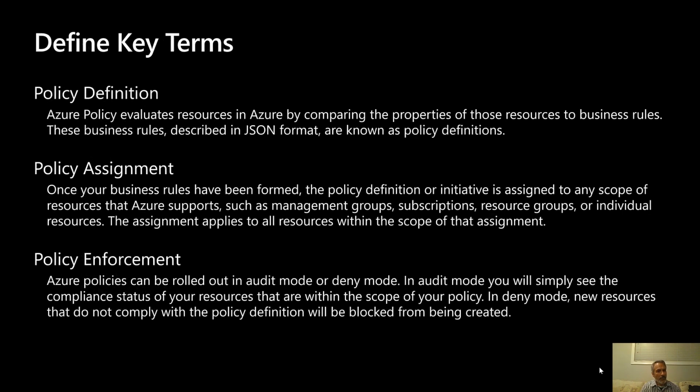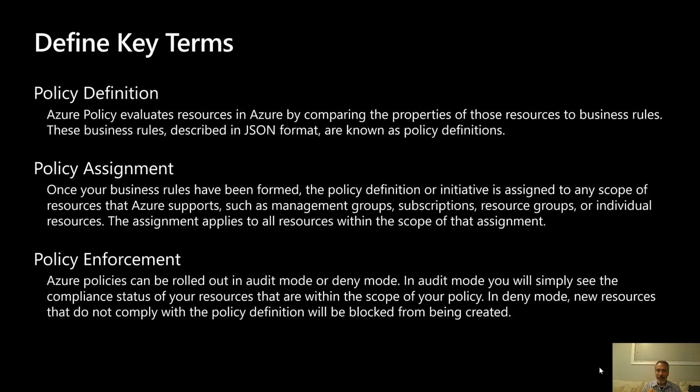So there are a few things to remember for policy. You have the policy definition file, which is simply a file in JSON format that allows you to create a set of business rules that correspond to what you are trying to audit or enforce within your environment. And then, of course, you have the ability to assign that policy, and that can be across any specific management group, a subscription, a resource group, or individual resources within the policy assignment itself. And of course, then you can actually enforce all the various policies. So that means you can have an audit mode or deny mode. In audit mode, you simply see the compliance status of all those resources within the scope of that policy. In deny mode, all resources that do not comply with policy definitions will be blocked from being created.